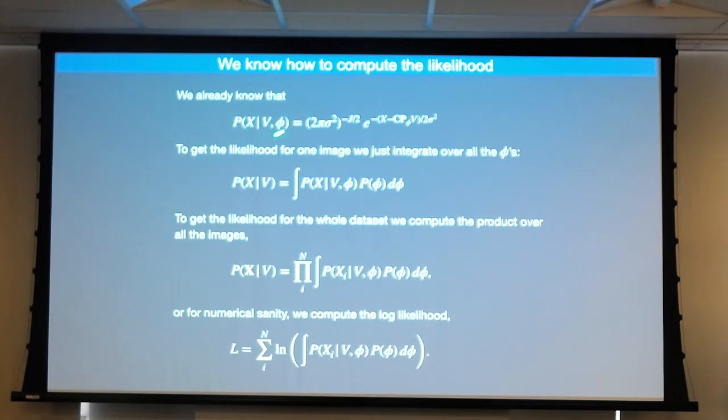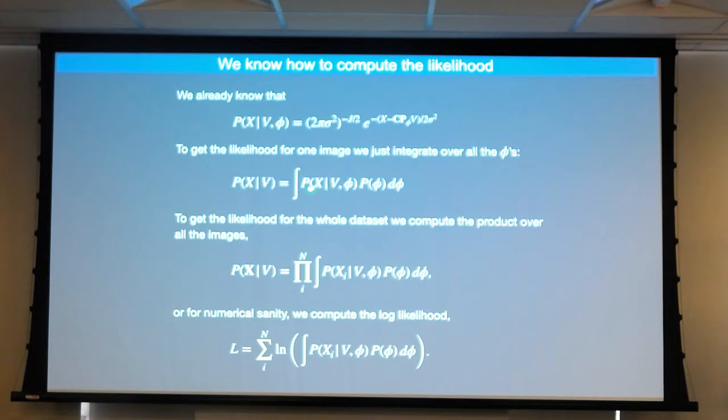Okay, so we already know what this looks like. We just talked about that in conjunction with FREALIGN. We know that X given the volume and the projection angle is a normalization times this Gaussian, X minus C times P of V. And so if we know what phi is, that's what it is. Now, to get X given V and to be agnostic about projection angles, this is what we can do. We can do what statisticians call marginalization. It just means we're going to integrate out phi. We're going to get rid of phi.